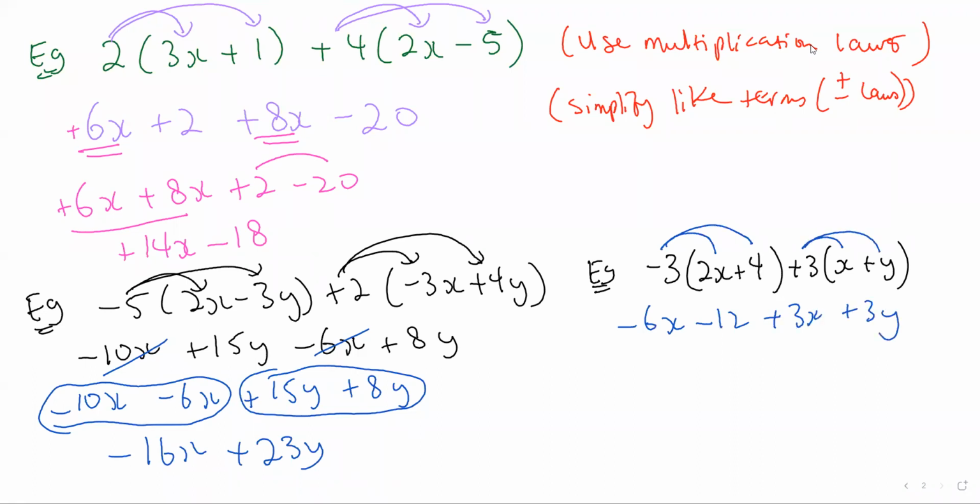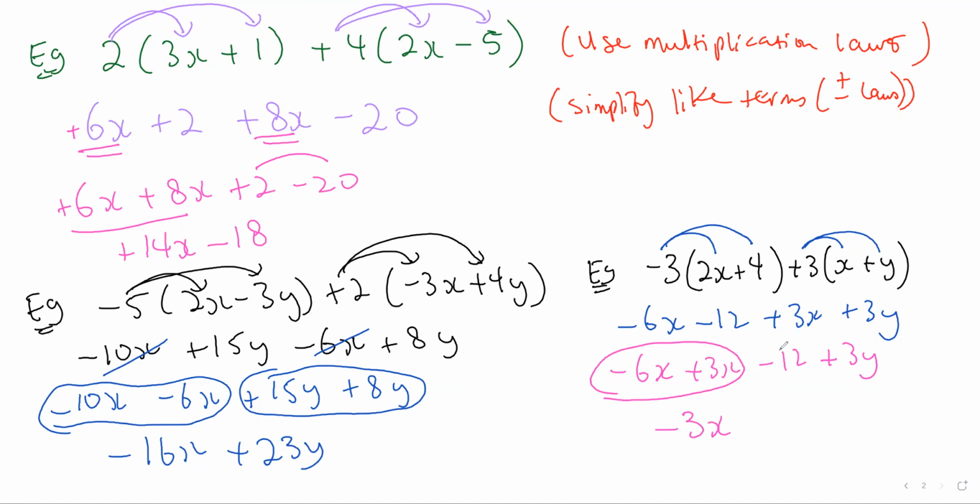Now we could rearrange this: like terms, minus 6x plus 3x, and then we have minus 12 and plus 3y. So look at this here now. This is the only pair of like terms we have here. So you can simplify this and say this is minus 3x. Different signs law. Good.